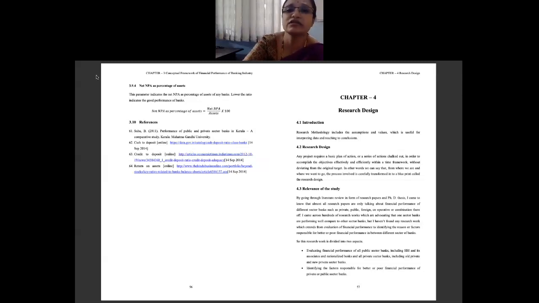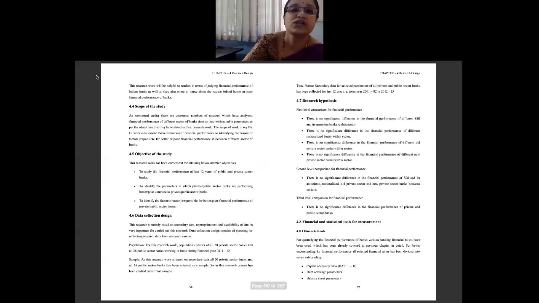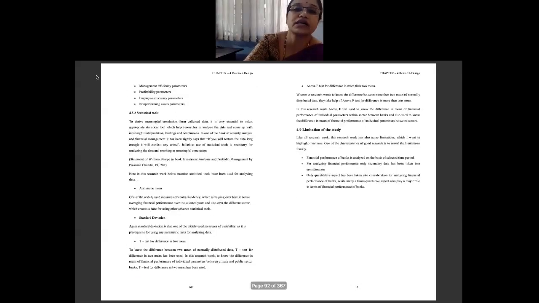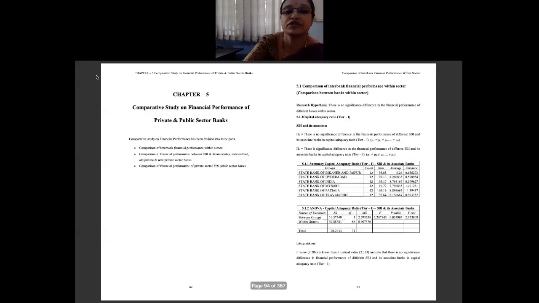What will they be doing under research design, that they have given as an introduction? The relevance of the study, the scope of the study, objectives of the study, the hypothesis for the study, the tools that they are using for the study, and the limitations of the study. This all comes under research design. Next is data analysis and interpretation.